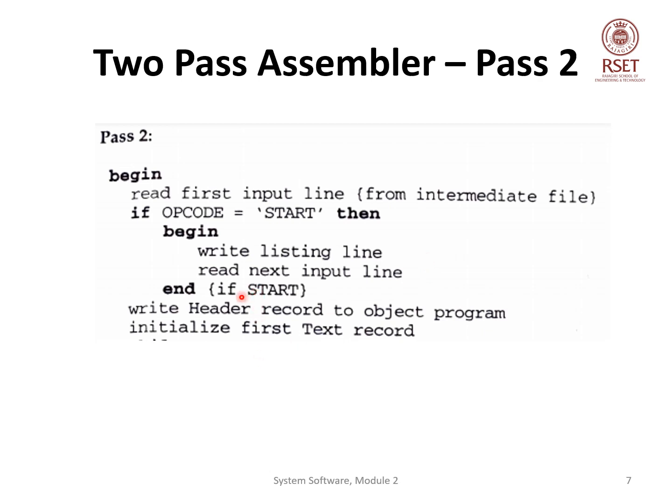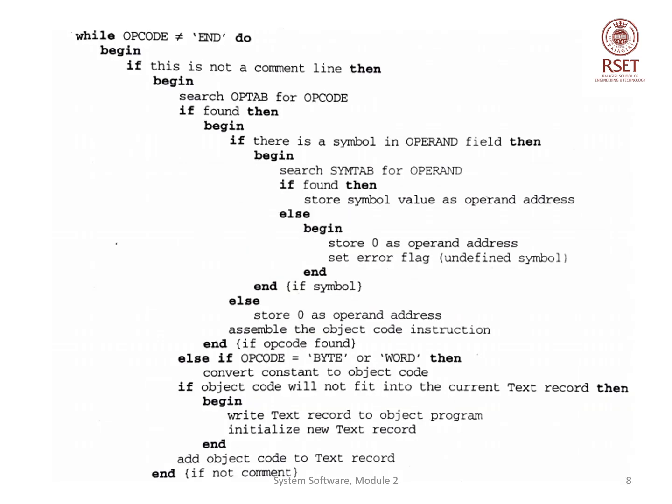Now, write the header record to object program. The header record is all ready because from pass 1 we have got the length of the program. So header record is ready, that is written out to the object program. Now we'll initialize the first text record. As you all know, the program can contain multiple text records. So we'll begin the first text record. Now, while the opcode is not equal to END, that is till the end of the program, we are going to convert each line into its corresponding opcode.